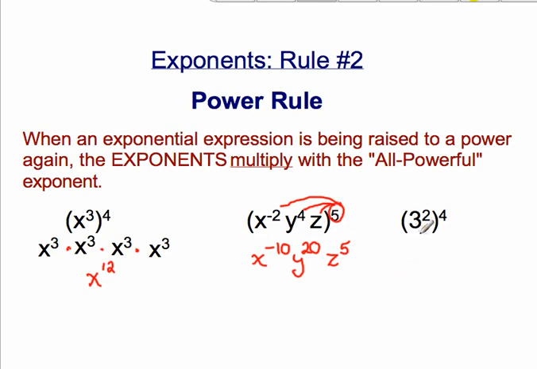In the same way with the next problem. We're going to multiply this 4 times our exponent of 2. Our base is going to stay the same, so it's going to be 3 to the 8th power. Well, 3 to the 8th power is a very big number. Let's take a look at how big it is. It's 6,561.